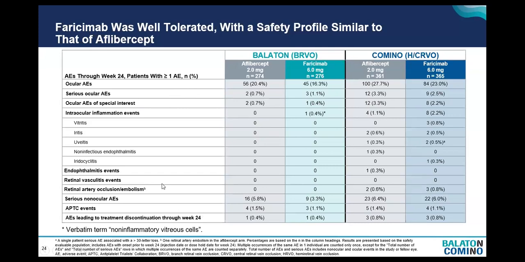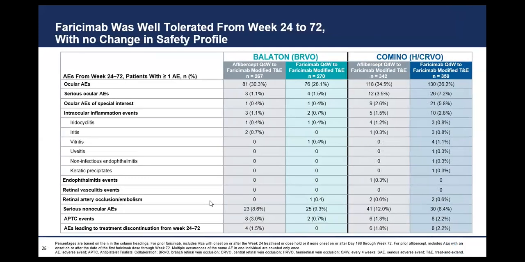Basically, this table tells you things are pretty safe. Oh, sorry, here the serious non-ocular adverse events are somewhere down here. More or less, both arms are pretty safe. No cases worth calling out. This is the second phase now, part 2, from week 24 to week 72.